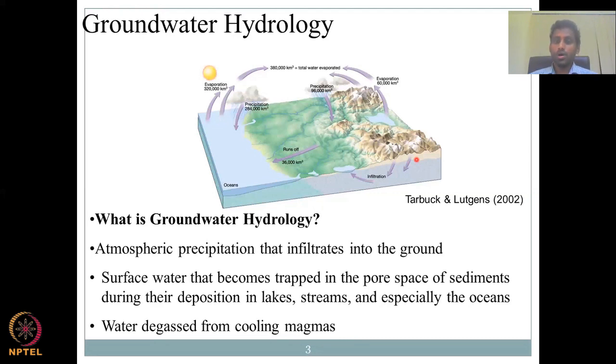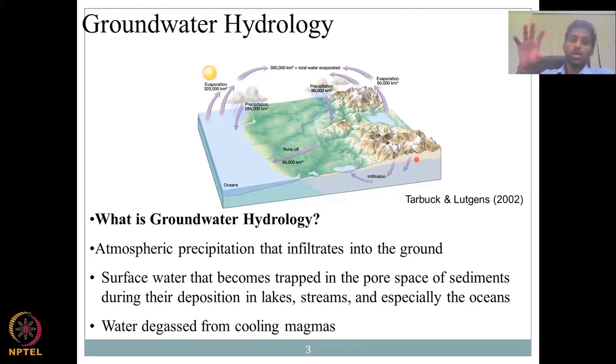Either way, we will also get into where it gets stored, especially in sediments and rocks. Water also degasses from cooling magma. Under the ground, there are magmas which flow, which is molten, very hot material. When it flows, sometimes water is degassed, and that gets stored under the ground in pockets or in sediment pores. That also constitutes your groundwater.